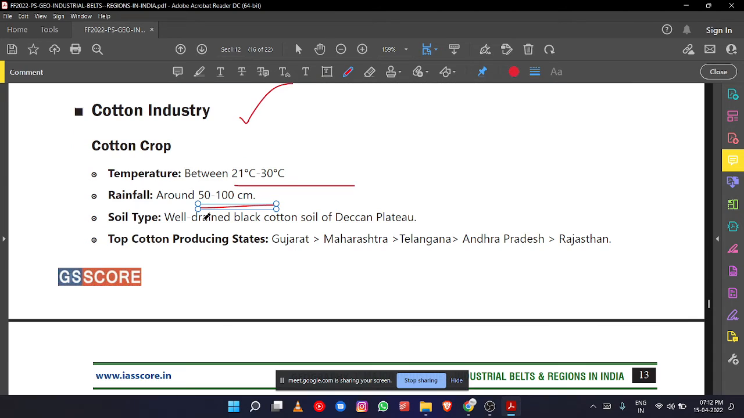Special type of soil is required for the cultivation of cotton crops. These are present only in the Deccan Plateau of India. So if you see the India map, this is the Deccan Plateau area. Here, black cotton soil.